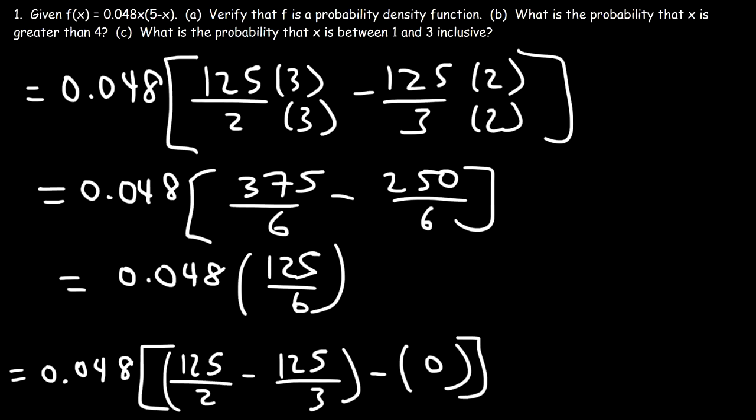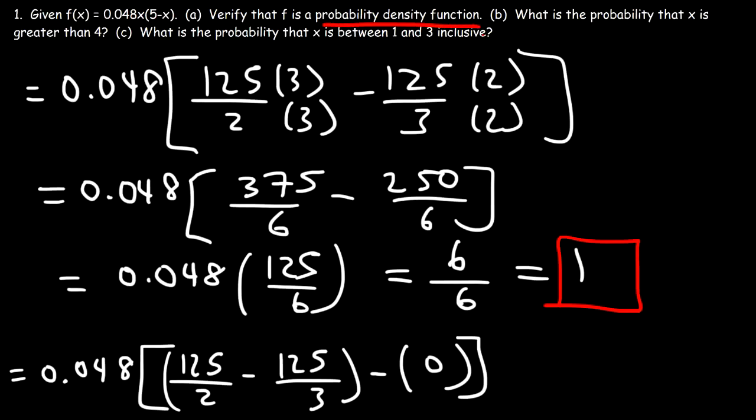0.048 times 125 is equal to 6. And 6 divided by 6 is 1. So therefore, f is indeed a probability density function.